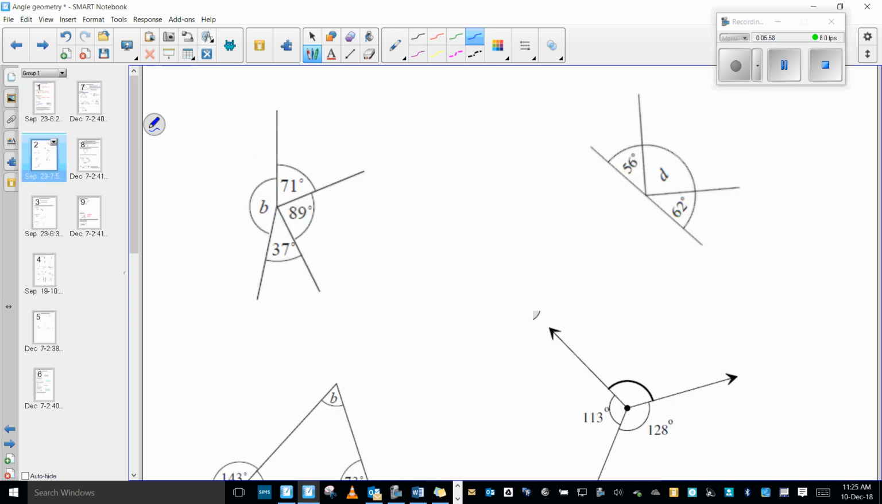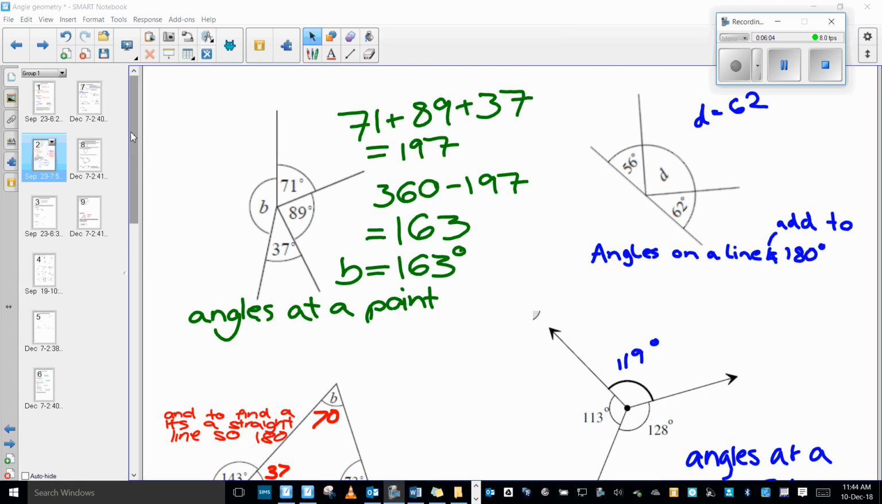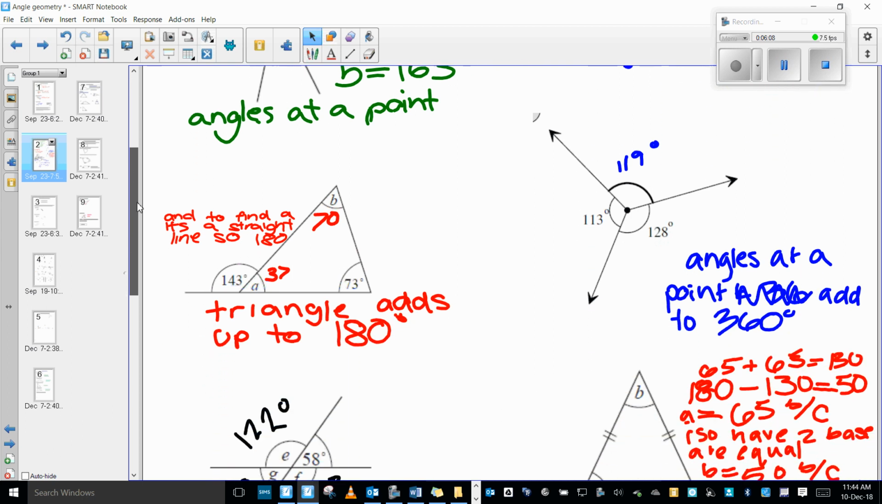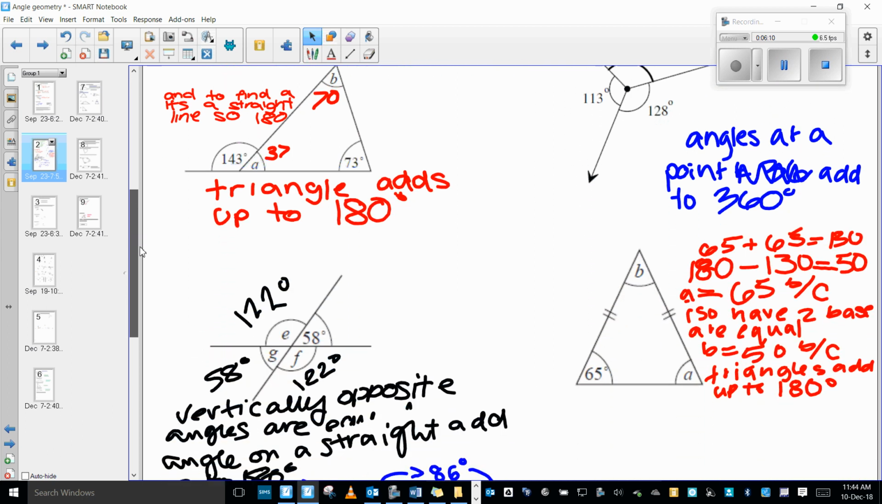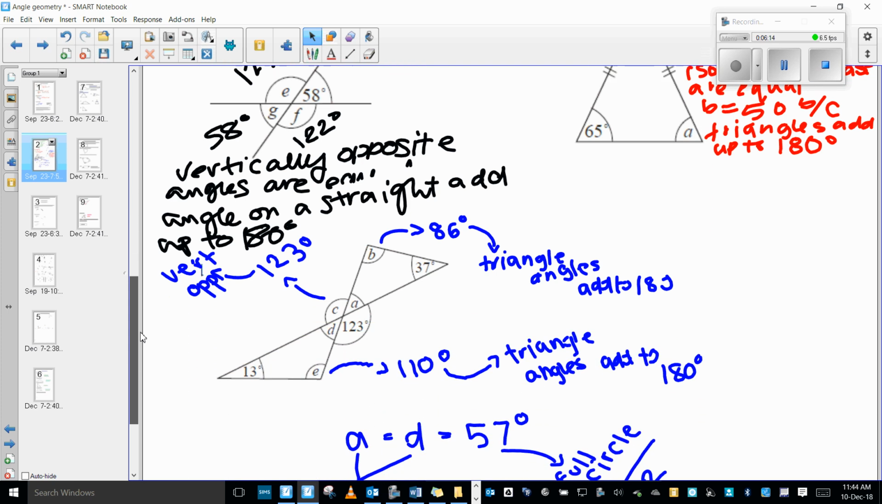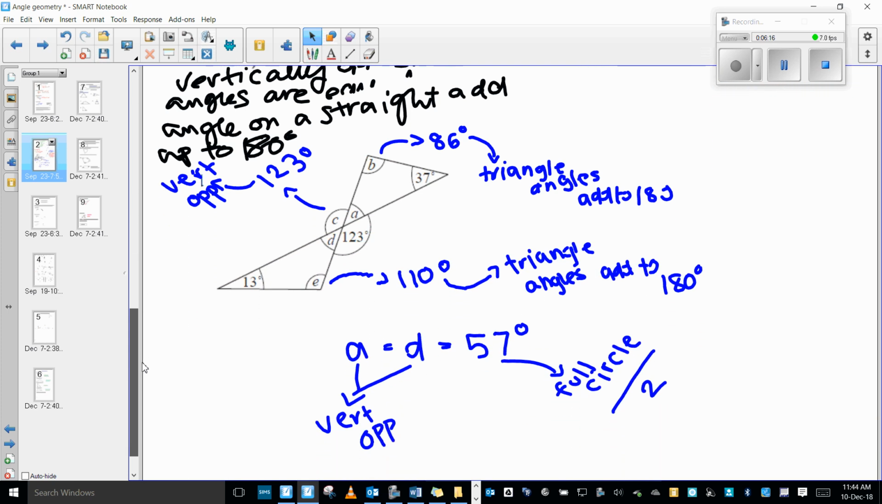Alright, so have a go at some of these examples using those. Okay, so thank you students who completed this. Don't forget you've got your reasons as well as the actual angles themselves.